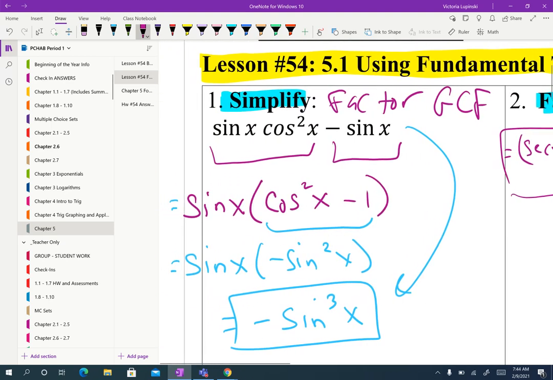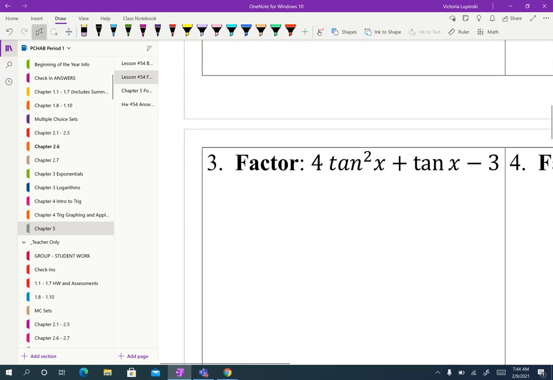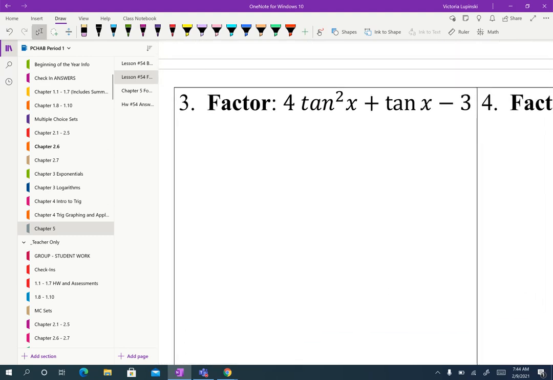Other factoring strategies that you know and love from the olden days, you're allowed to go ahead and apply those to trig functions. So taking a look at number 3, 4 tangent squared plus the tangent minus 3. The first thing you notice is that everybody is a tangent, and that's good because obviously it's easier to factor when that's the case. Then hopefully you realize that there's a 4 out front, which means it's a little bit trickier whenever there's a coefficient.